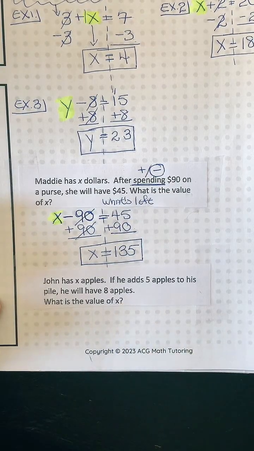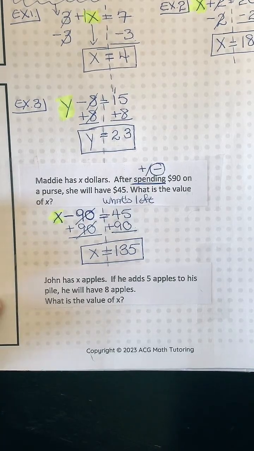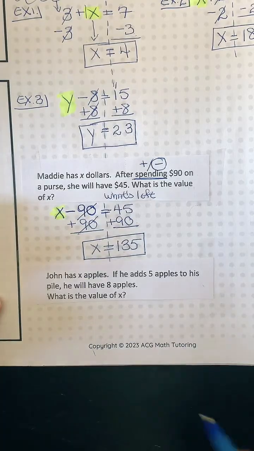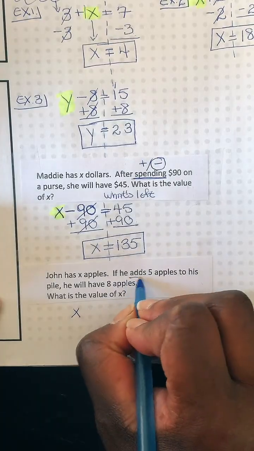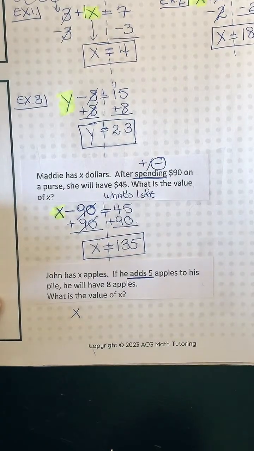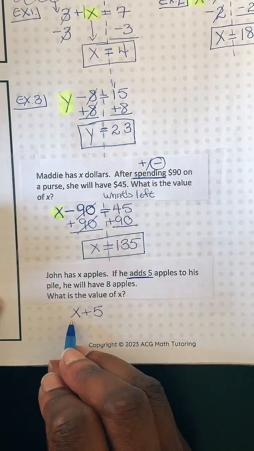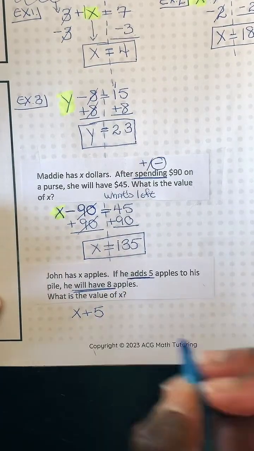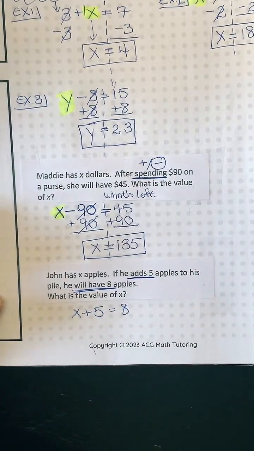And some of you are probably like, I think I know what it is before us even setting up the problem, which is great because mental math is key, especially when you get older. Mental math is huge. So he has X apples. So we don't know how many apples that is right now, so we're using X. He adds 5 apples. So he's adding 5 to his unknown start of apples. And he will have 8 apples. So that means that equals 8.